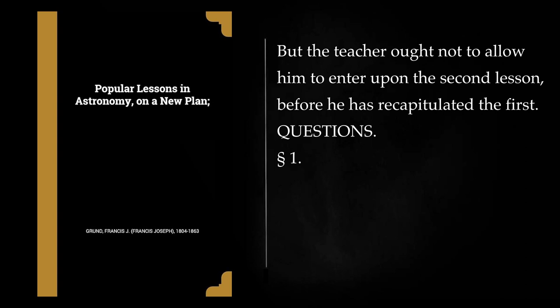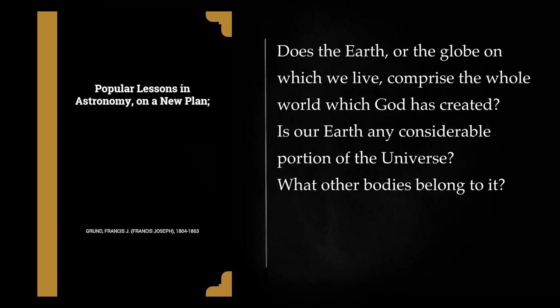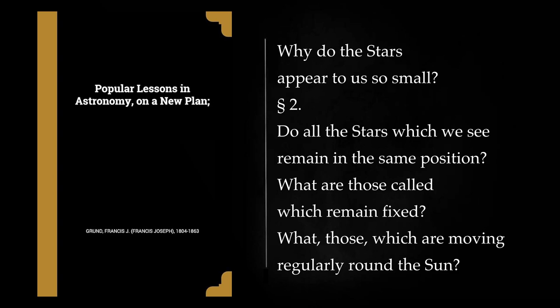Questions. Section 1. Does the Earth, or the globe on which we live, comprise the whole world which God has created? Is our Earth any considerable portion of the universe? What other bodies belong to it? Why do the stars appear to us so small? Section 2. Do all the stars which we see remain in the same position? What are those called which remain fixed? What, those, which are moving regularly round the sun?